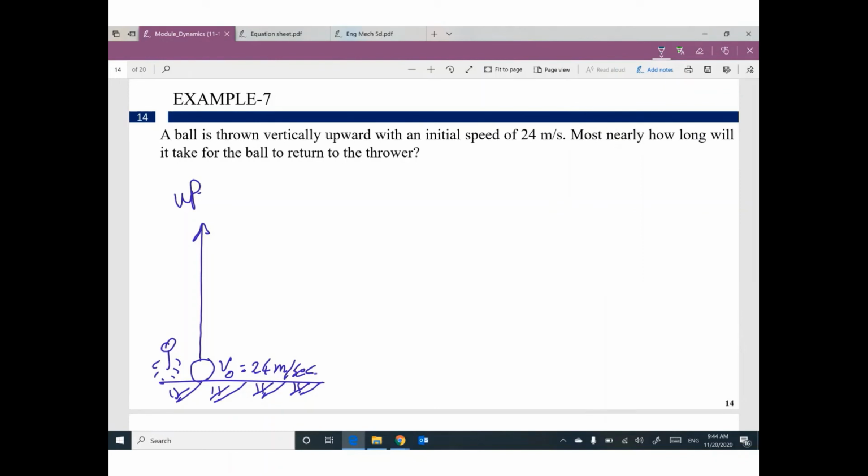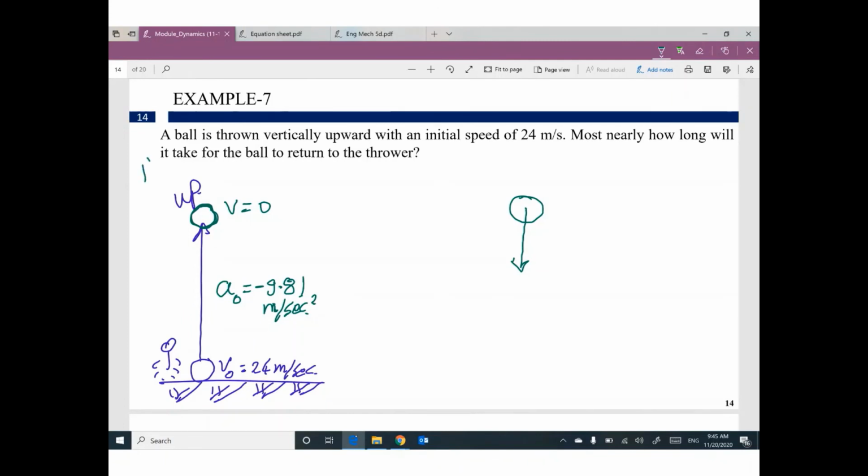When the ball is traveling up, we have constant acceleration equal to negative 9.81 meters per second squared. While the ball is going up, the velocity is decreasing until a point. At this point, velocity will be zero. Acceleration is still constant. I'm talking about velocity because if the velocity is zero, that means at rest. Then the ball will start to go back.